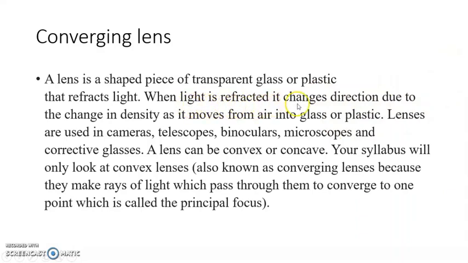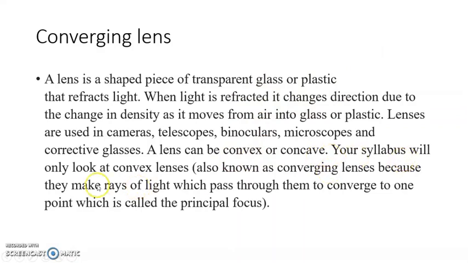So when light is refracted, it changes direction due to the change in density as it moves from air into glass or plastic. Now lenses are used in cameras, telescopes, binoculars, microscopes, and corrective glasses. Now, corrective glasses are the glasses worn by people who have eye problems or problems with vision, okay? Now, a lens can be convex or concave. I'm repeating this point. So I said we are going to focus only on the convex lens, okay? We're going to focus only on convex lens.